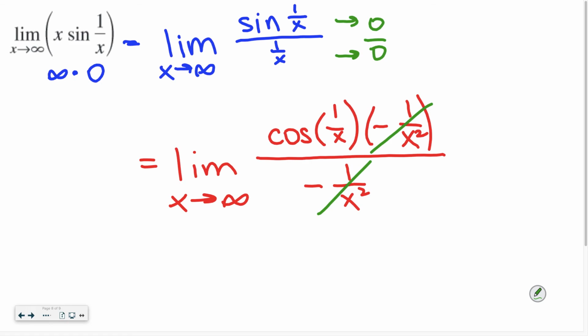Okay, so these cancel out. We already talked about 1 over x towards infinity goes towards 0. And so we have the cosine of 0, which equals 1.